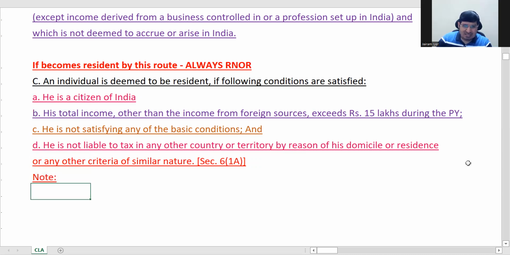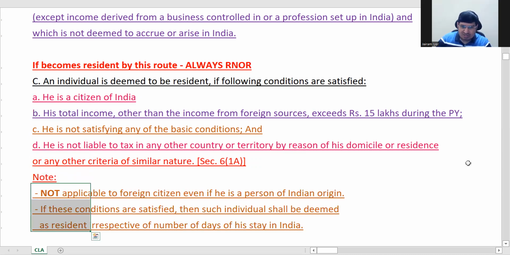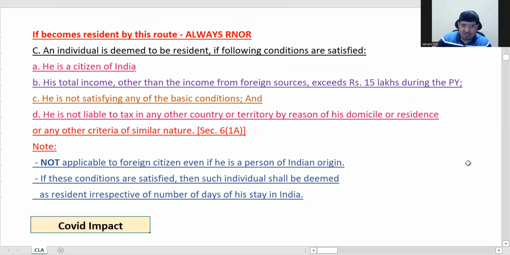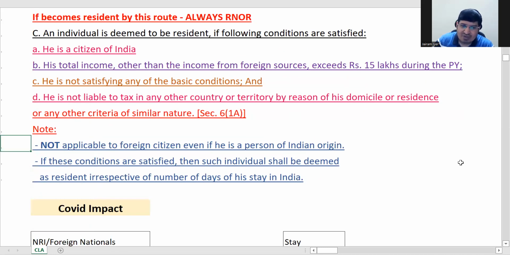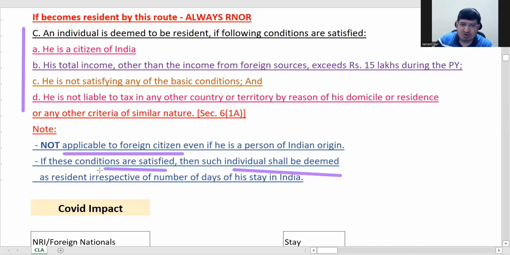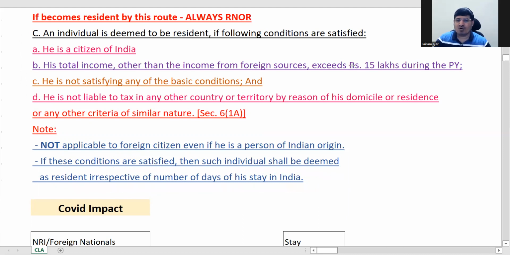And then these notes. It's not applicable to a foreign citizen. Here they have clearly said citizen of India. Have they said Indian origin? No. So it is not applicable to a foreign citizen, even if he is a person of Indian origin. This is talking about this exception only. If this is satisfied, then the individual shall be deemed to be a resident irrespective of the number of days of stay. Clear? I hope all these points are clear so far.